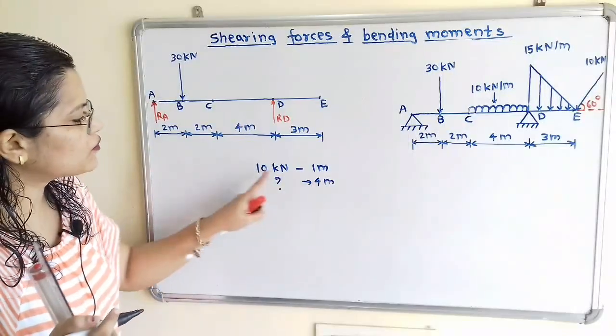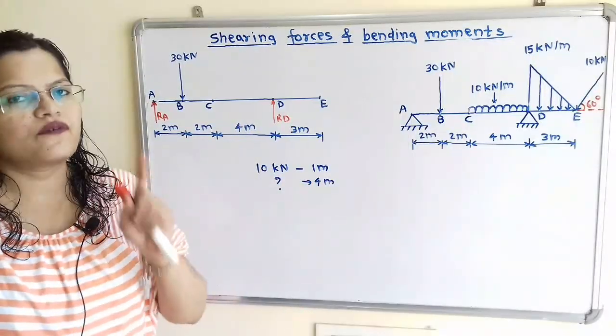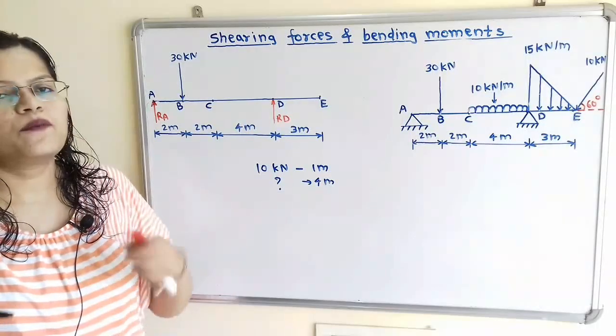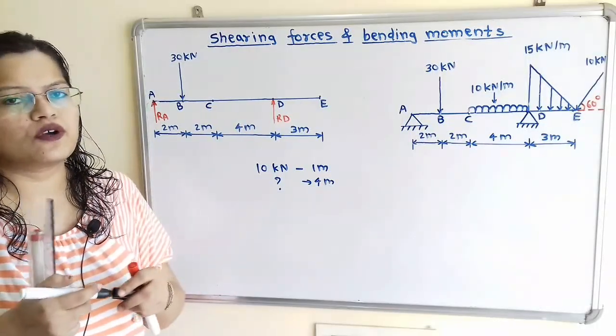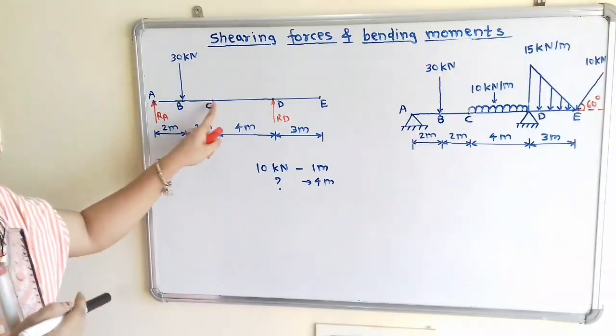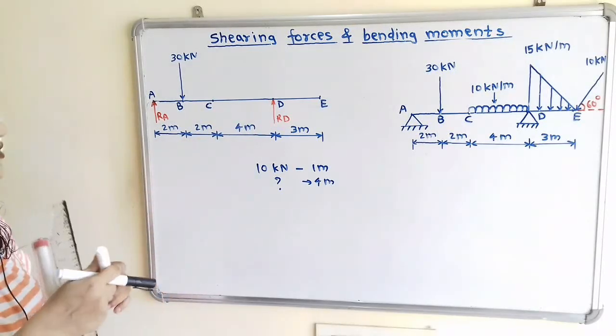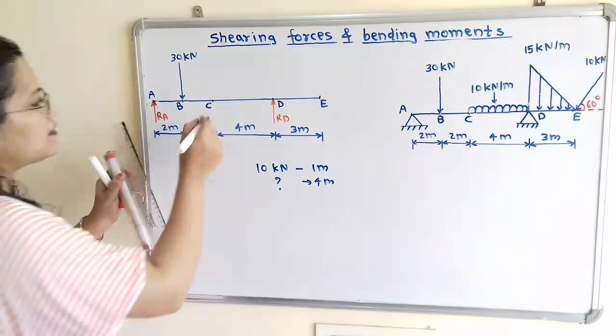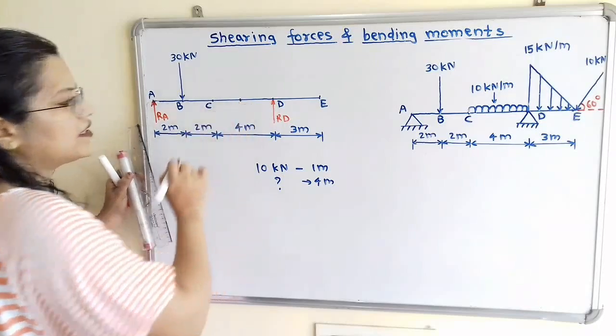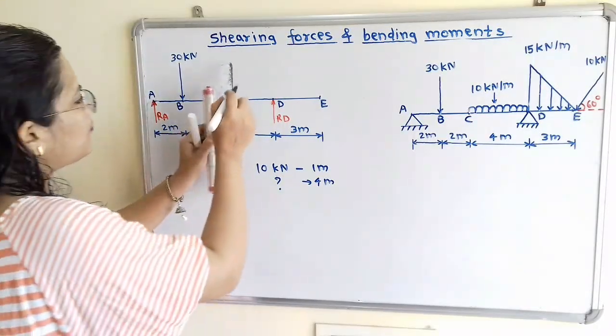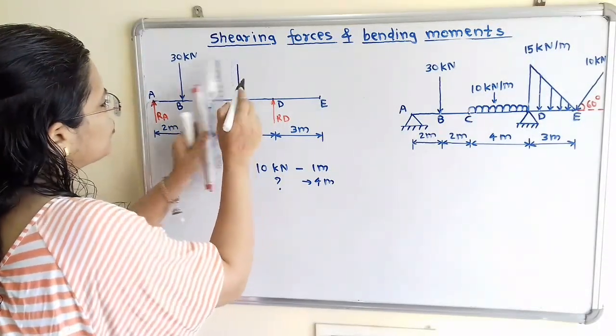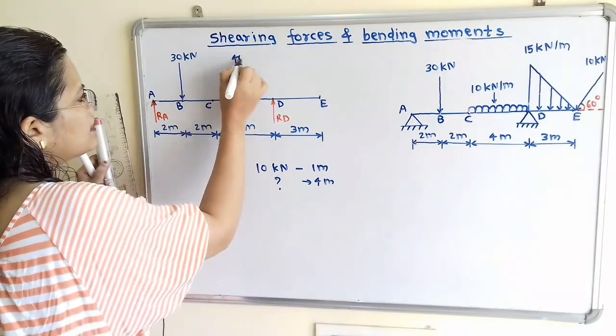Total load is equal to 10 multiplied by 4, that is 40 kilonewton, and the point of application of the load is the middle point of the span. So we have to show this. We will first select the center of the span CD. So here is the center point. This is the point of application of this total load of 40 kilonewton.